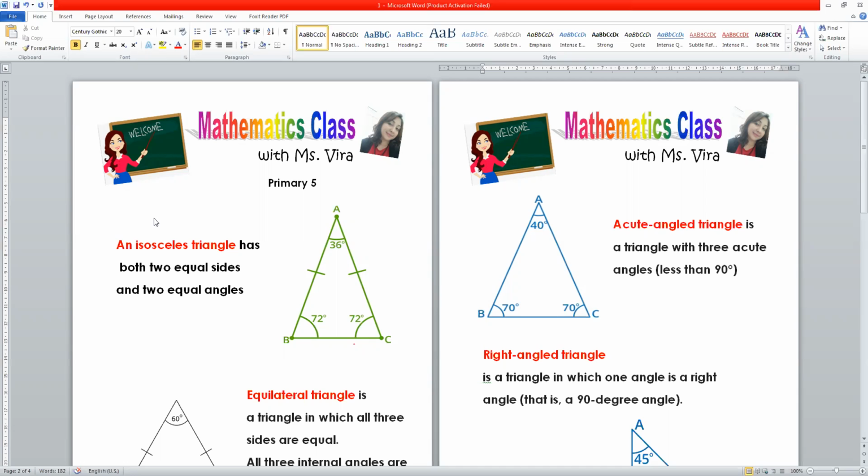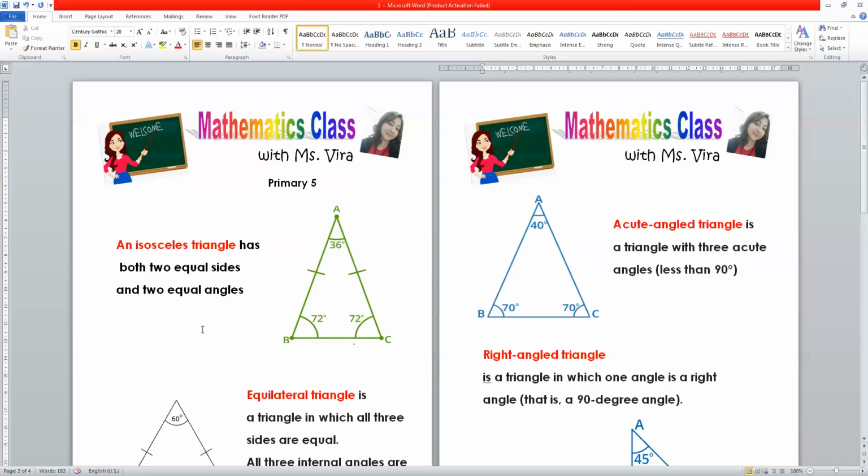So the first type of triangle we're going to learn is an isosceles triangle. An isosceles triangle has 2 equal sides and 2 equal angles. This is the example of an isosceles triangle. It has 2 equal sides and 2 equal angles.